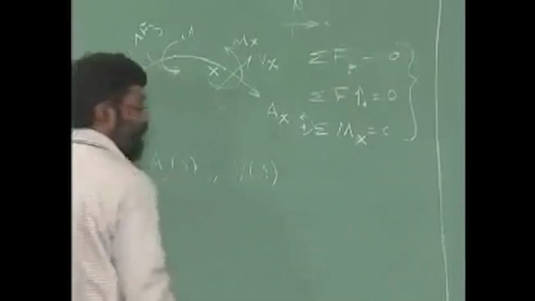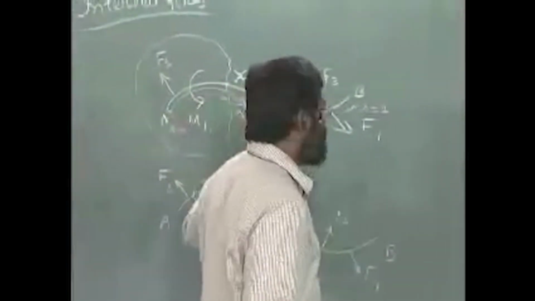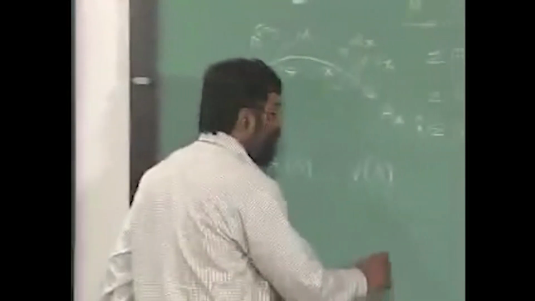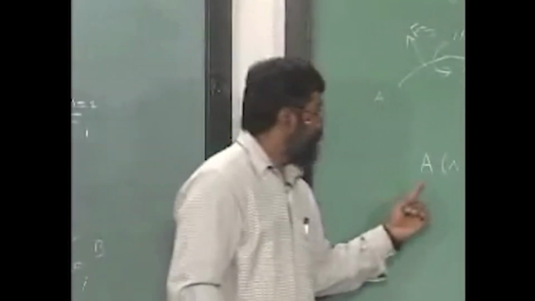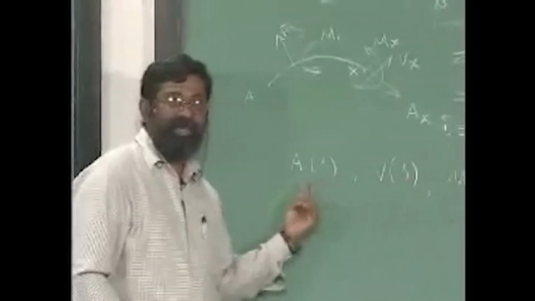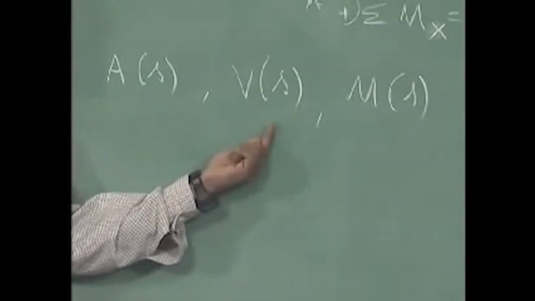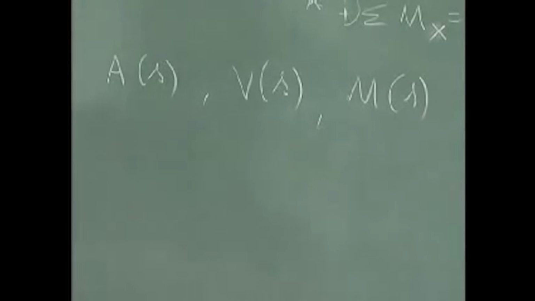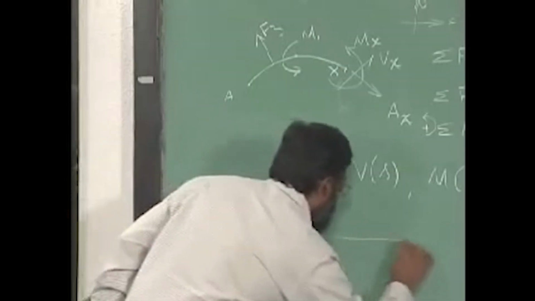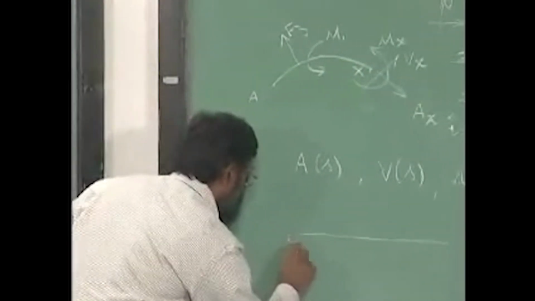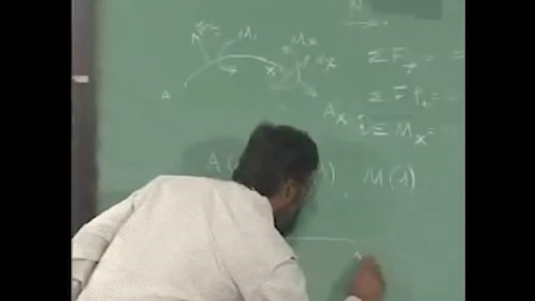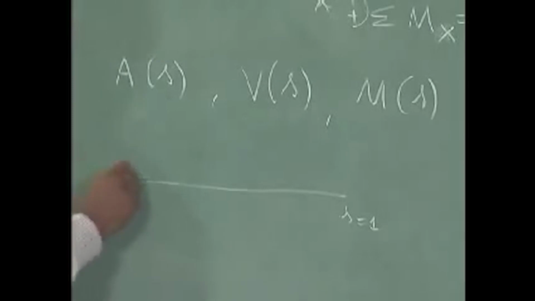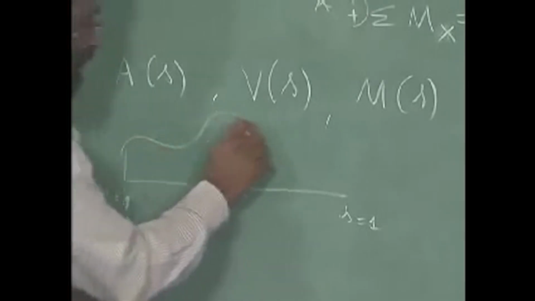Similarly, at the same point S away from A, the shear force, and this. If you look at it, all the three vary with respect to the coordinate S, or in other words, I can also do a plotting starting from S equal to 0 to S equal to 1. Let us say the axial force is changing like this.